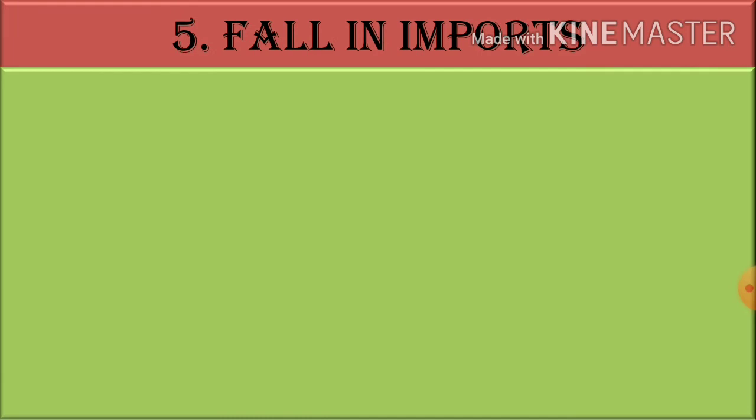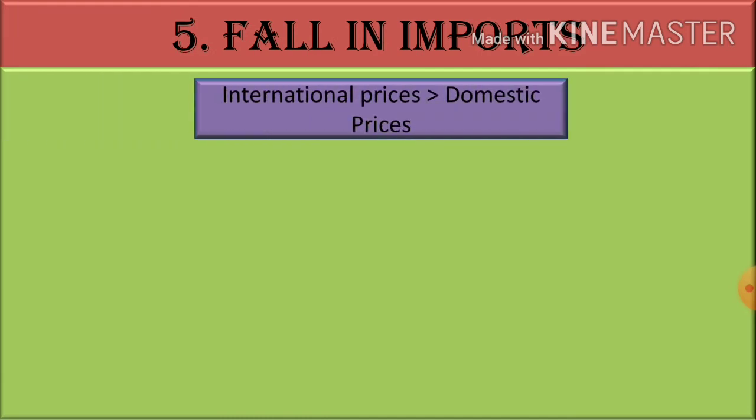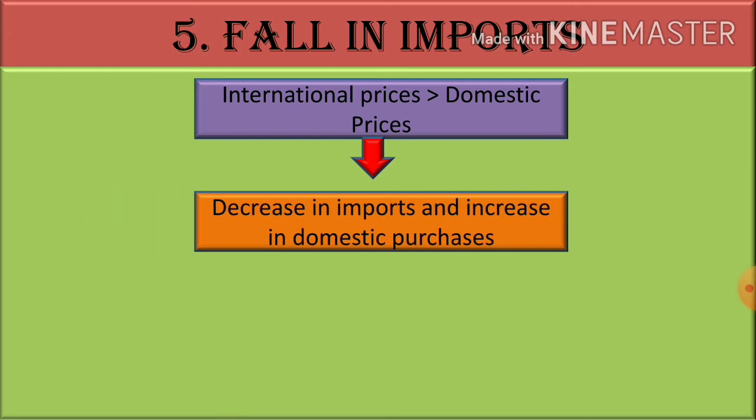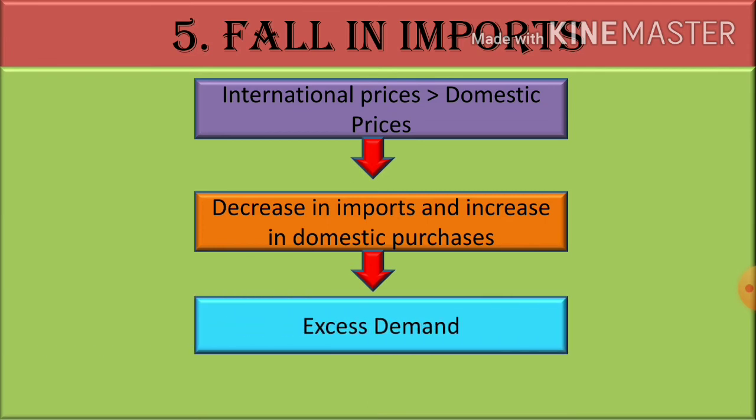Okay, next is fall in imports. When there will be higher international prices in comparison to domestic prices of goods and services, then what will happen? Then obviously there will be decrement in imports, because now the consumers will get the commodities in the domestic market at lower prices. That is why they won't import. So there will be decrement in imports and increment in domestic purchases, and then obviously there will be excess demand in the economy.